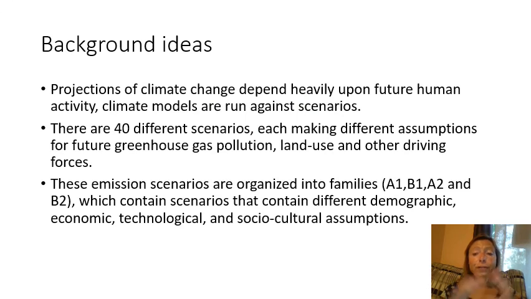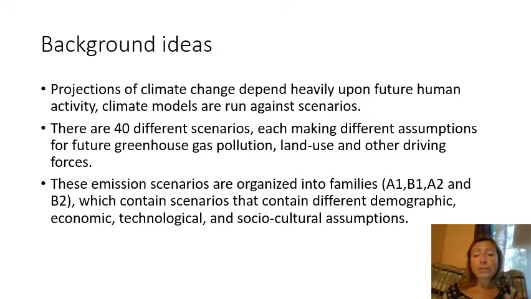So those are just the very general background ideas of how this framework works, and essentially the projections of climate change depend heavily upon what will be the future human activity and what would be really this story of humankind that would describe our future the best. So there are about 40 different scenarios within this framework, and each of them is making various assumptions about what will be the future greenhouse gas pollution and land use and other driving forces.